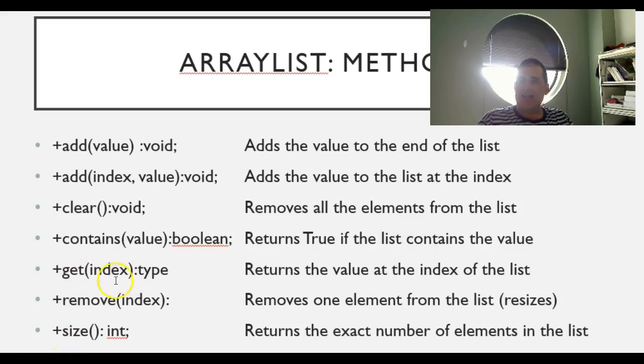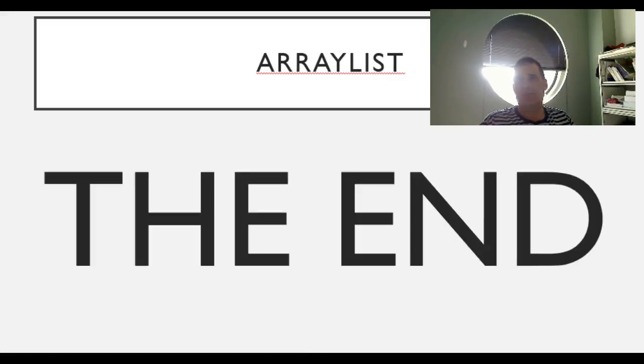I can get a value at any index, so I can say get, and it returns that value at the index, whatever the type of the array is. I can delete or remove from any array or ArrayList by using the remove method. And I don't need a count or a size variable with this type of array because I have a method that returns the size of the list dynamically, at whatever the size of the list is at that time.